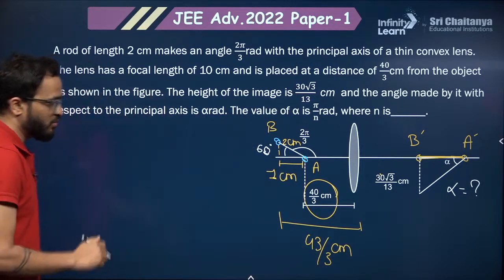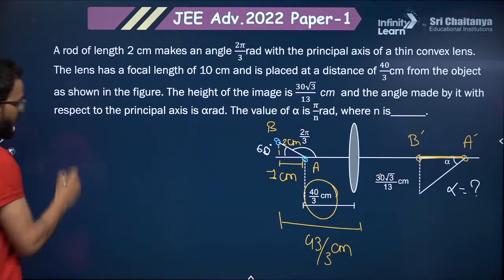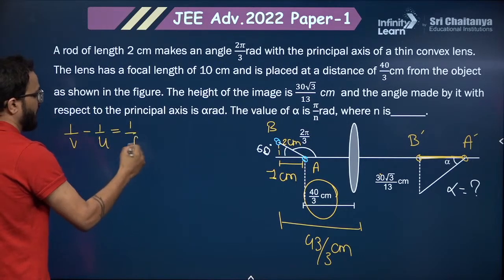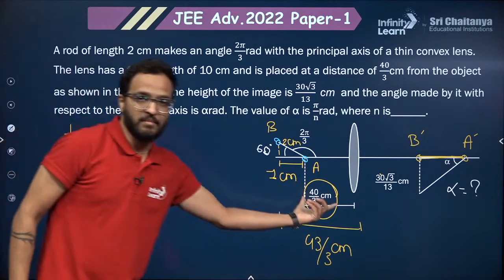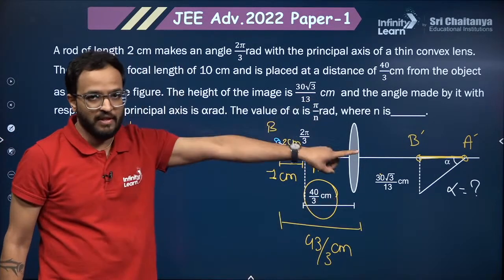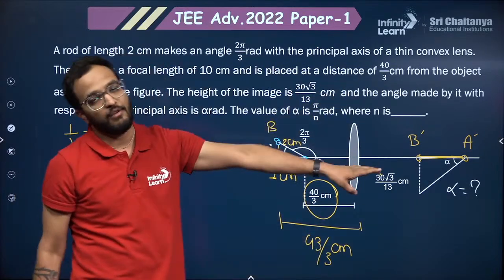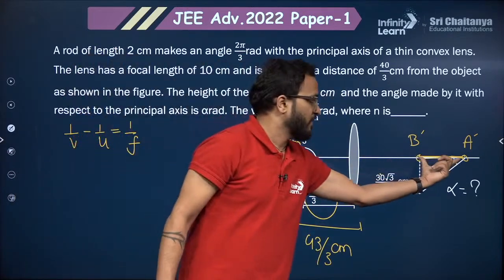So we have to use these two values 2 times in the formula. 1 by V minus 1 by U is 1 by F. First of all, we will use U as minus 40/3, find out V1, and then another U is 43/3 and again find out the value of V. And subtracting, we'll get this line.